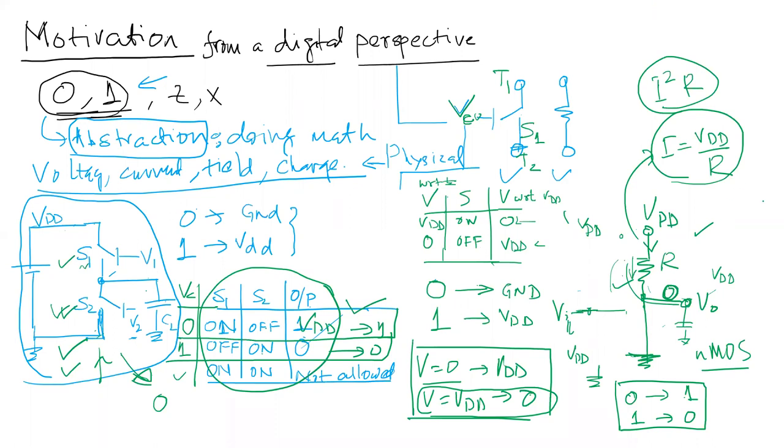Okay, good. So that was our motivation behind doing this three-terminal or four-terminal device, so that we can actually convert this digital abstraction into real ones and zeros. So that's the main goal for this.